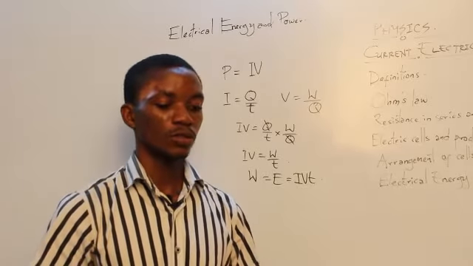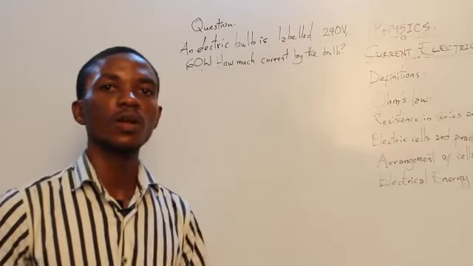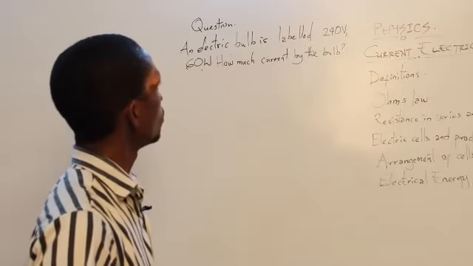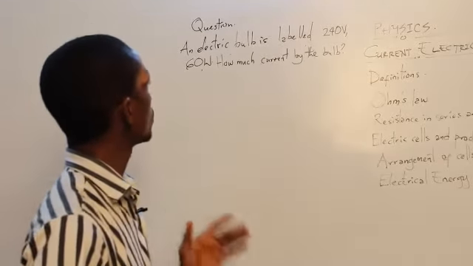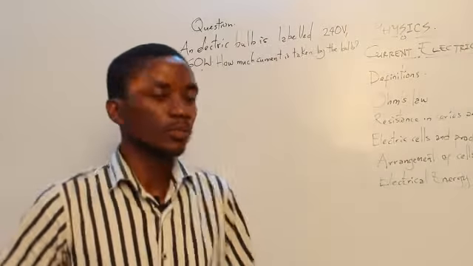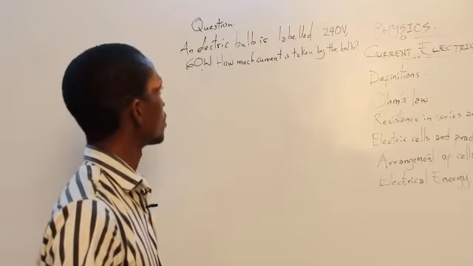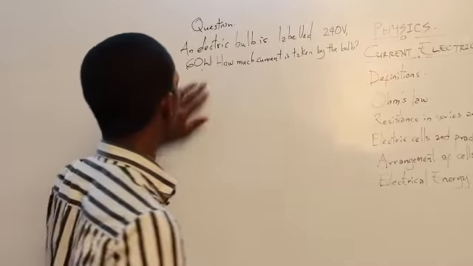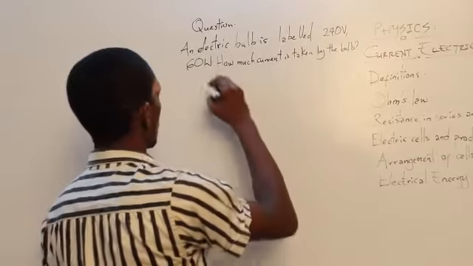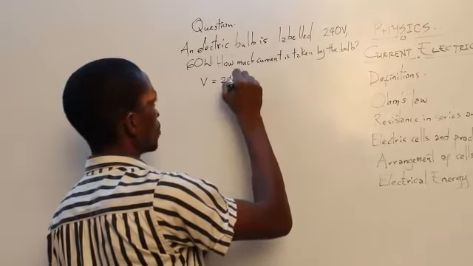Let's take a question to see. Let's take this question on electrical power. An electric bulb is labeled 240 volts and 60 watts. How much current is taken by the bulb? Okay, the first thing to do as usual is to write out our parameters. And what are our parameters? We have voltage, which is 240 volts.